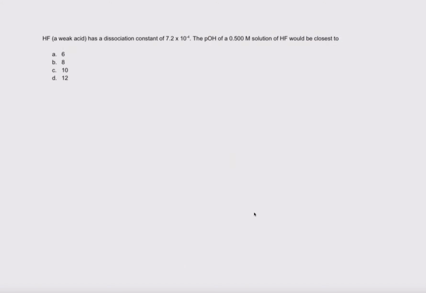If we have a dissociation constant of 7.2 times 10 to the negative fourth, what is the pOH of a 0.5 molar solution of hydrofluoric acid? All right, so what you have to remember here, a couple things. We've got an acid, and we're trying to find the pOH, so we're going to need an extra step at the end where we're going to subtract the pH from 14.